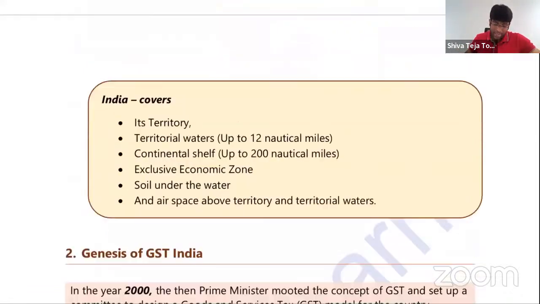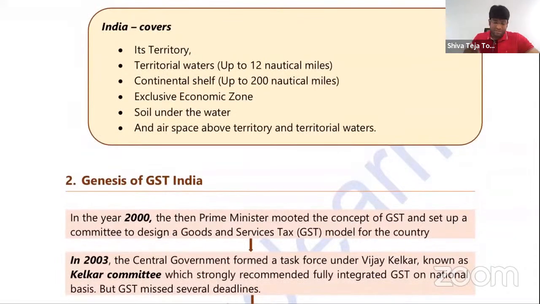Yes, next point. And India covers what? Territory, of course, territorial waters up to 12 nautical miles, continental shelf up to 200 nautical miles, exclusive economic zone, soil underwater, and also the airspace. That means if you have done some activity inside the water, on the water, in the sky, anywhere, that is all still a part of India. And you will still be required to pay GST, no doubt about it.